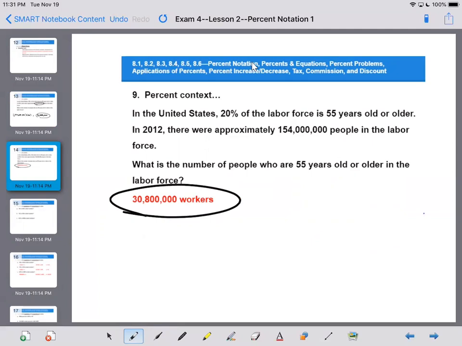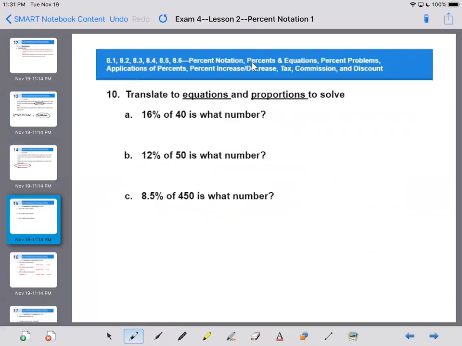On the majority of these slides, you're going to see in red the work that produces the answer. Here we've got different types of percent problems. These are going to be some questions that I ask you on your quiz. We can write these as proportions or as equations. So 16% is 16 out of 100, and I want to know out of a total of 40, what's the number.